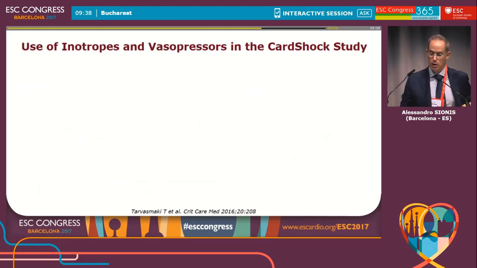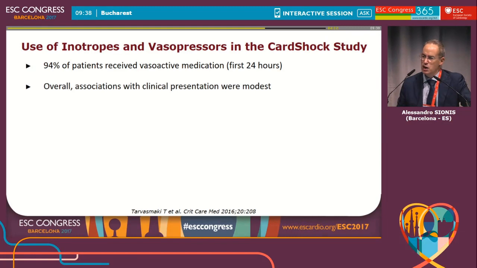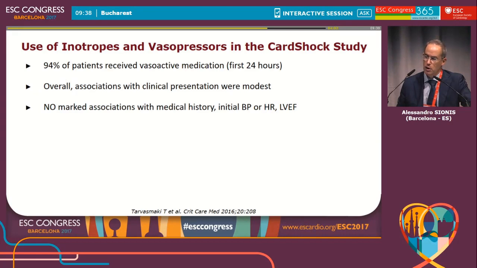So in summary, we are using a lot of catecholamines in our patients with cardiogenic shock. We cannot avoid it. 94% of patients received vasoactive medications. The association of different types of treatment with clinical presentation were very modest. There was no association with medical history, initial blood pressure, heart rate, or left ventricular ejection fraction.